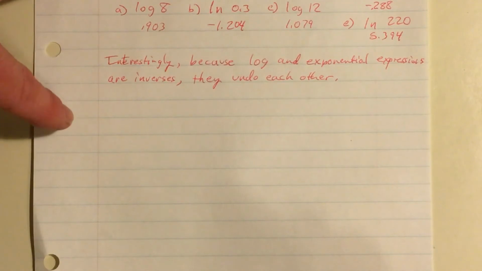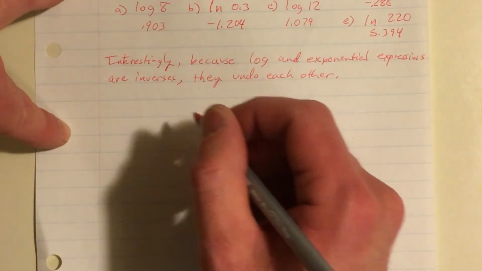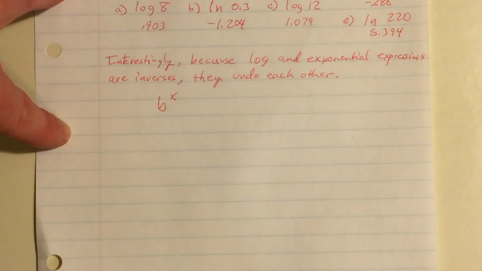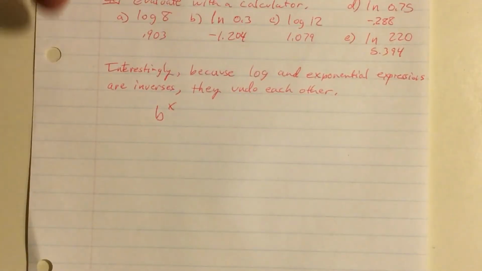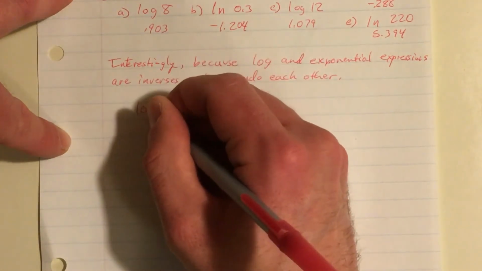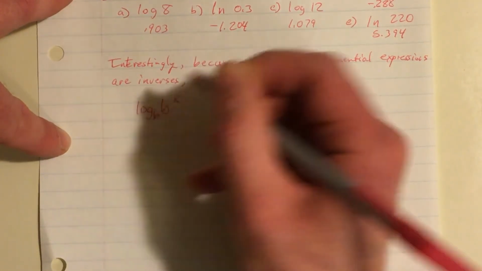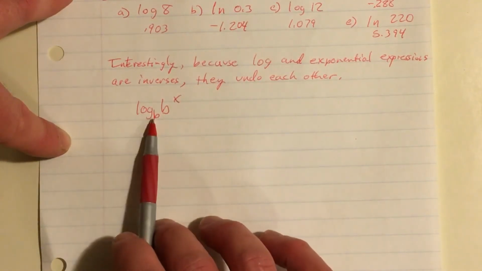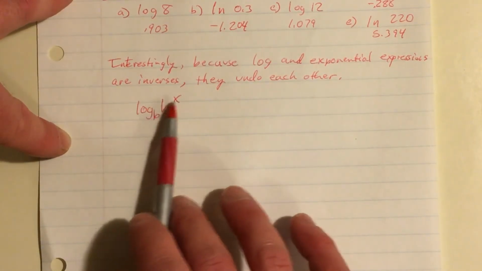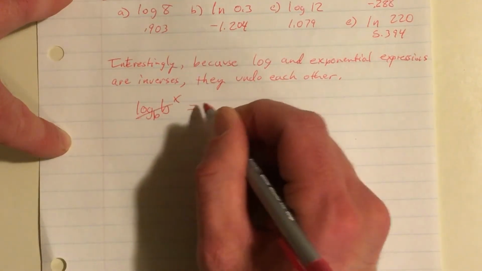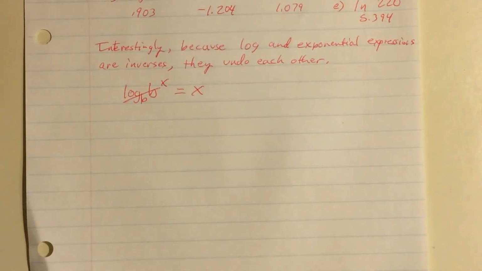So you've got b to the x, okay? Well, that's an exponential expression. Well, if I go log base b of b to the x, this log base b and that base b with the exponential, they undo each other, and you're just left with an x. It plops down. Isn't that weird?